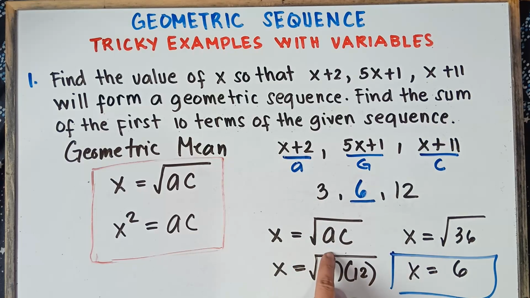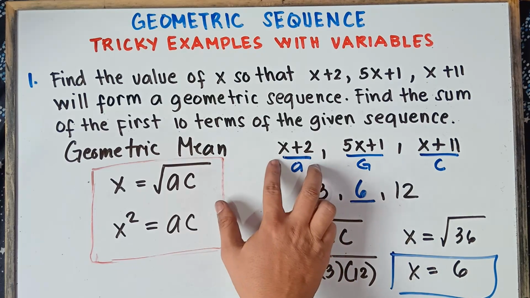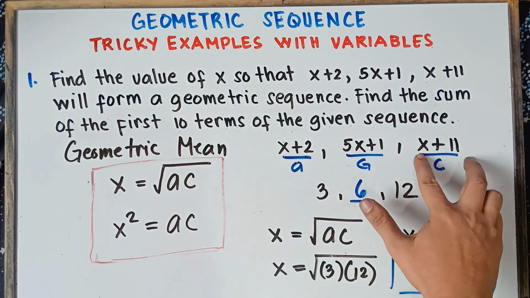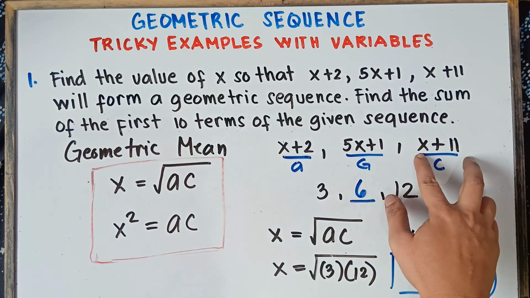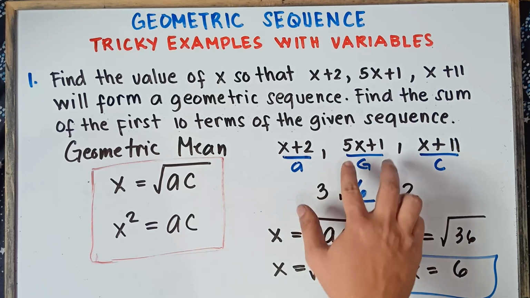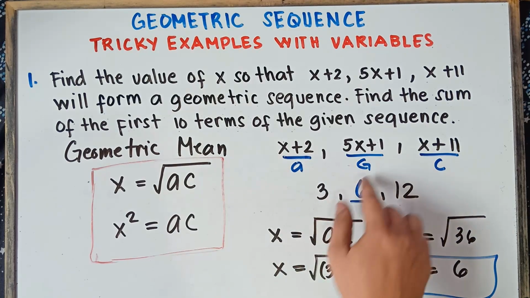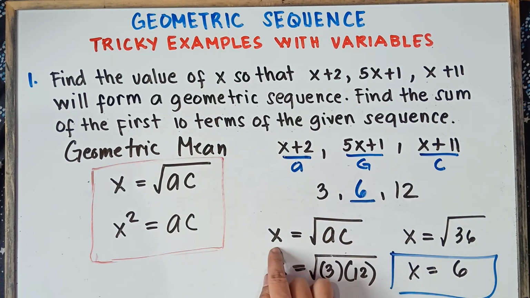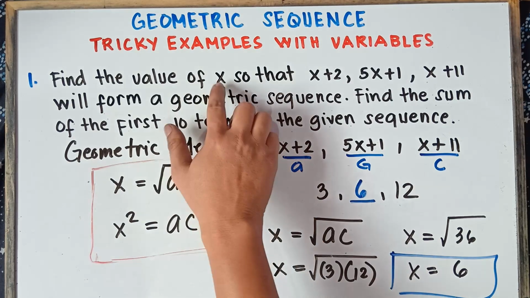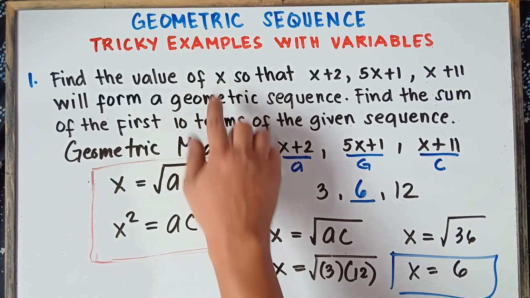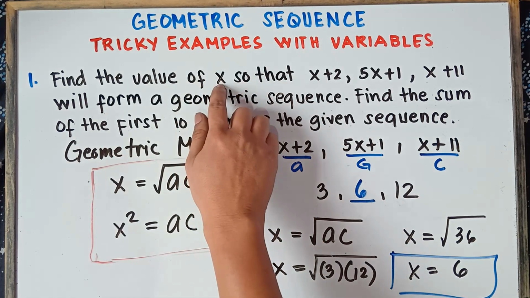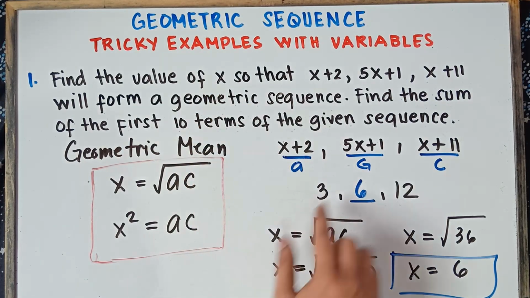So A, this one, X plus 2 is our first term. X plus 11 is our third term. And then 5x plus 1, that would be our geometric mean. This is the geometric mean. Once again, class, it's not the X that we're told to find for. X here is the geometric mean.